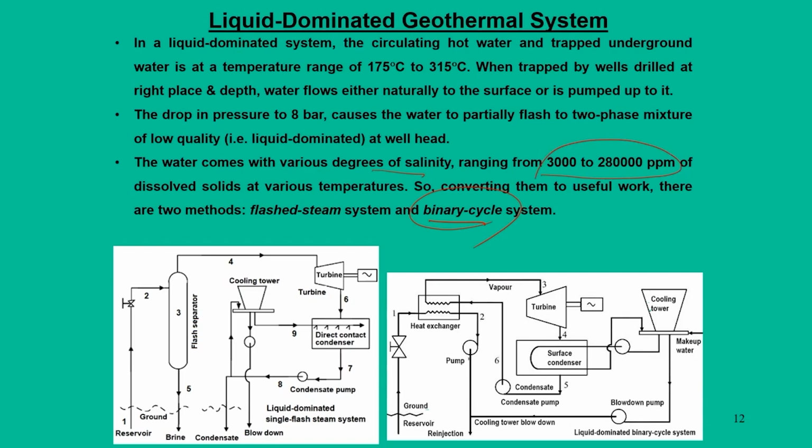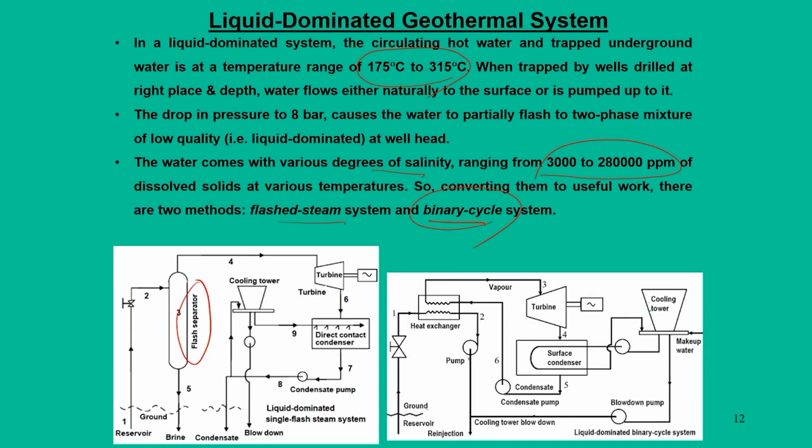So, that is the reason a separator system, what we call a flash separator, is normally used. So, we call this a flash based system. But the advantage we have is that in liquid dominated systems, the underground temperatures available to us are in the range of 175 to 315 degrees centigrade, and of course, they are at high pressure and we take them for our use.